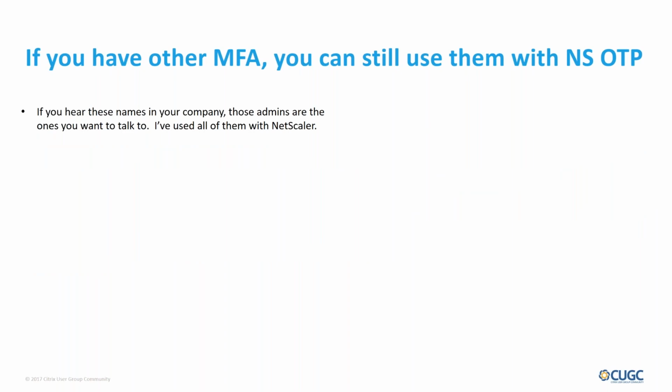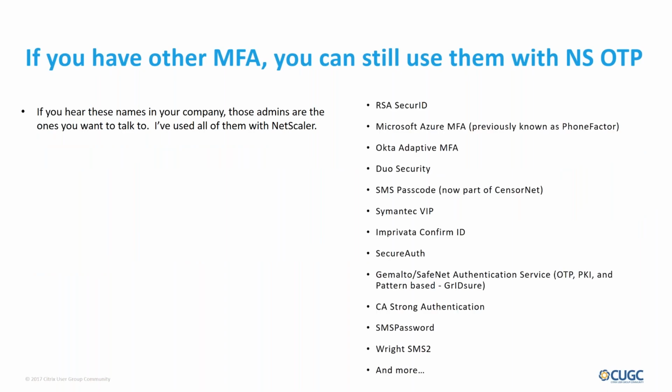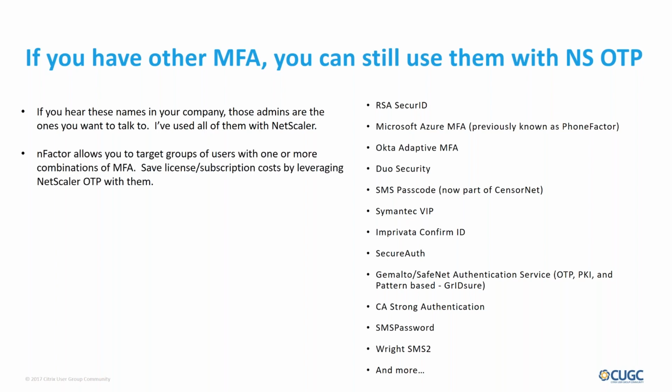So if you have other MFA methods, you can actually still use them with NetScaler OTP. If you hear any of these names here on the right-hand side in your organization, those are the admins that you'd want to talk to. I didn't display these names in any particular order. They're totally random. I deploy some more than others. They all have their strengths and weaknesses. They're all good solutions, but above all, I've used them all with NetScaler and they work great.